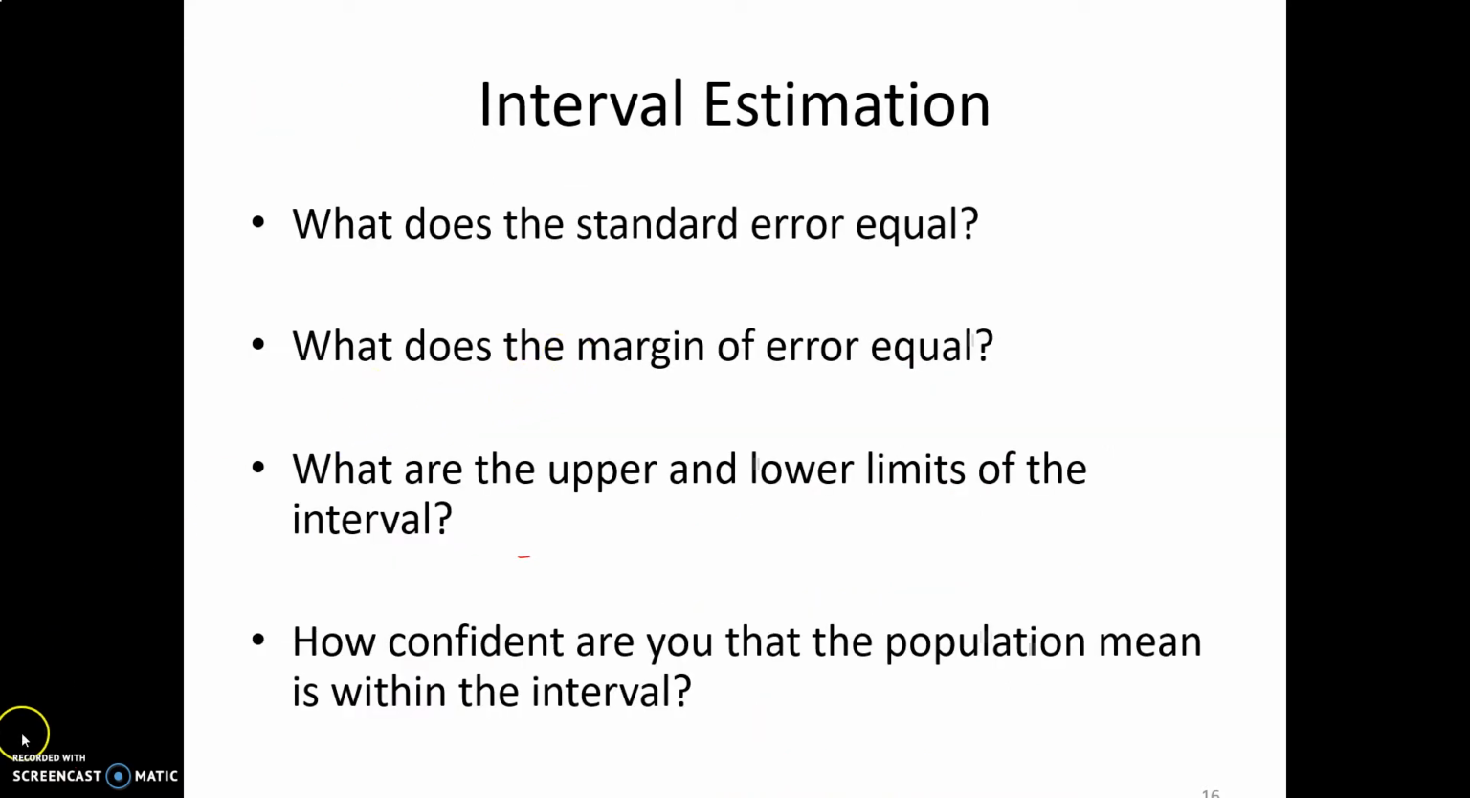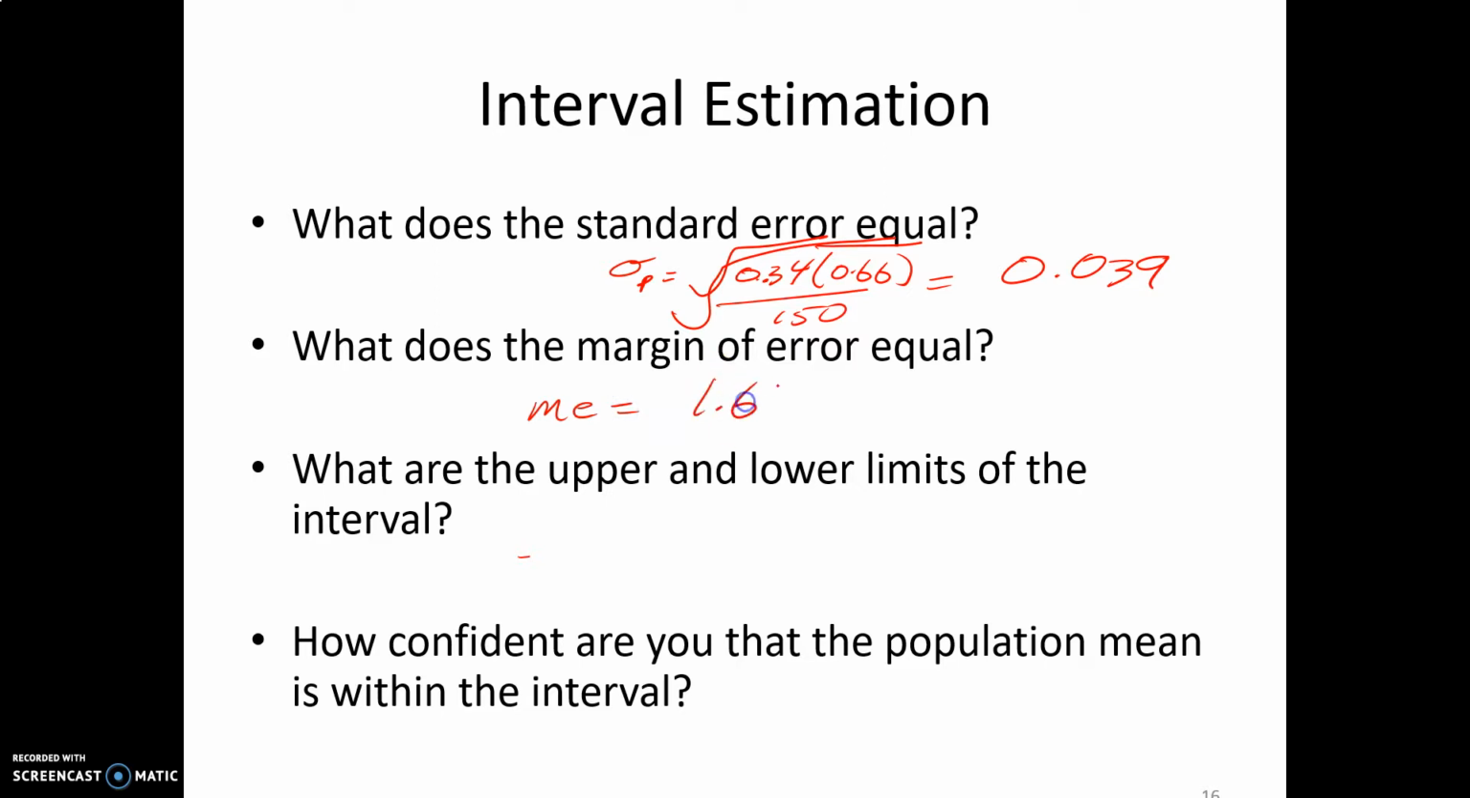So what does the standard error equal? The standard error, we just calculated that. I'll just put it back on here so we get used to seeing this. 0.34 times 1 minus 0.34, 0.66, divided by 150, and that's the square root of everything. I should write that better. This basically equals 0.039. Margin of error, that's when we bring in the Z value times the standard error. And that's what gives us approximately 6%.